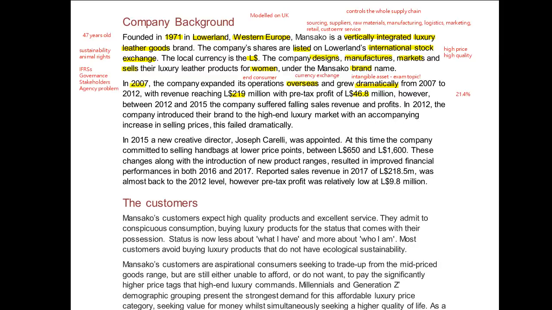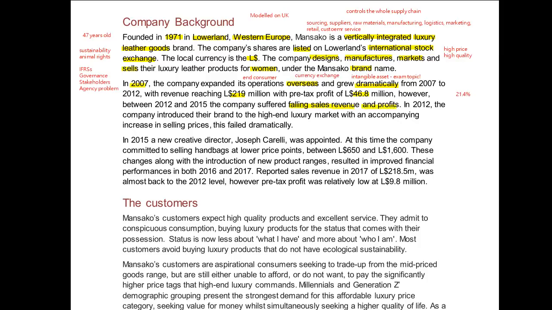But, however, and there's always a however, this excellent 5-year period they had, all was going well. They had excellent margins. However, between 2012 and 2015, so again, this is kind of post credit crunch, this is a few years after it, the company suffered falling sales. Oh dear, falling sales revenue and profits.